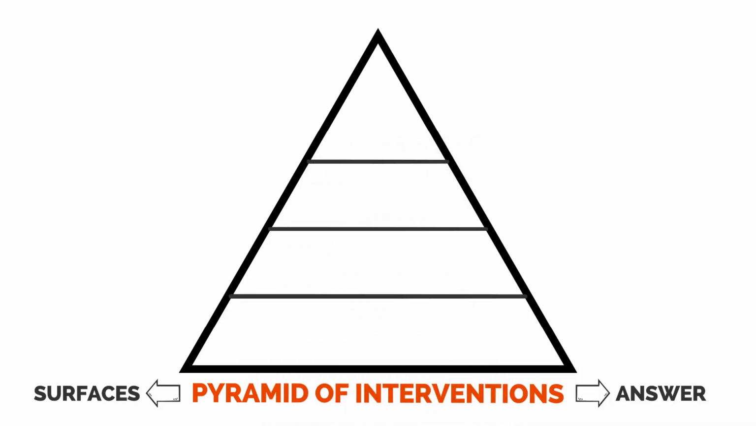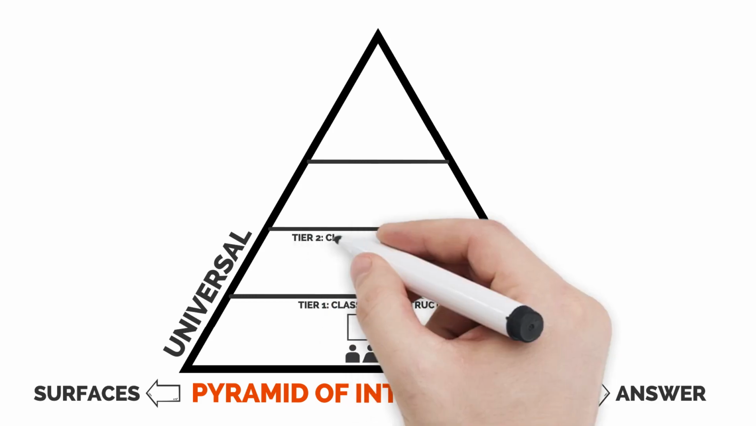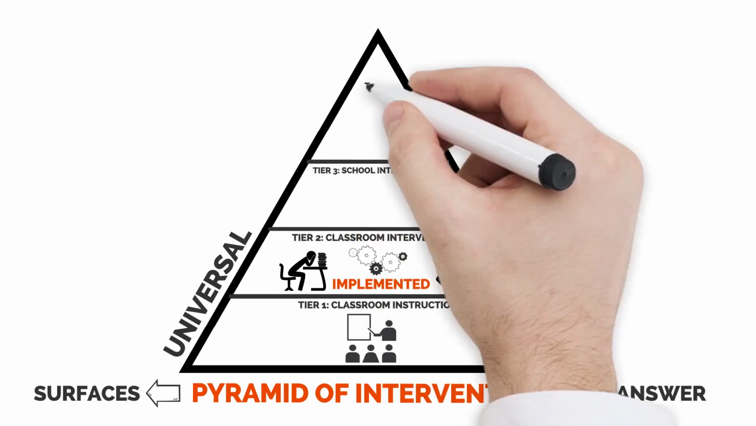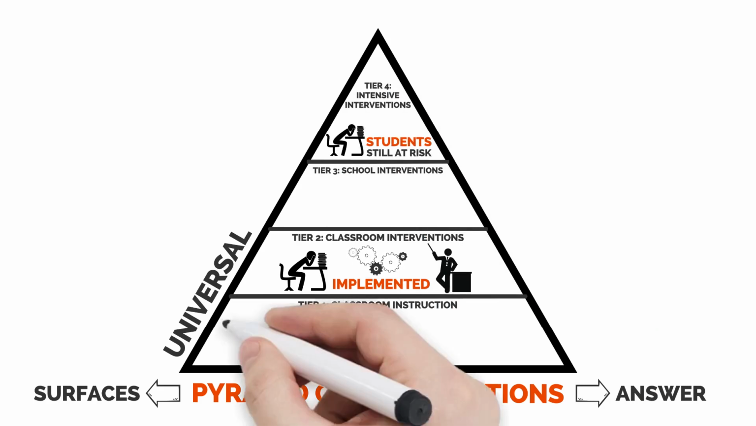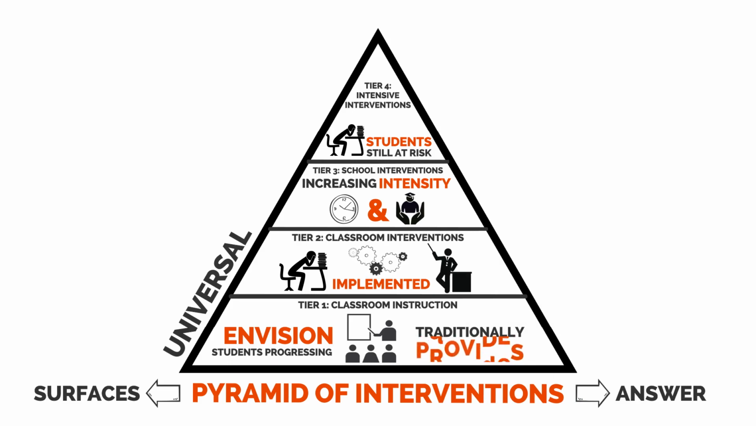In this model, we articulate 4 tiers of intervention, moving from universal classroom instruction, followed by classroom interventions for our struggling students implemented by the teacher. Next come our school interventions, followed by our intensive interventions for those students still at risk. It is important that we envision students progressing within the pyramid model with increasing intensity and additional time and support over and above what the classroom instruction traditionally provides.